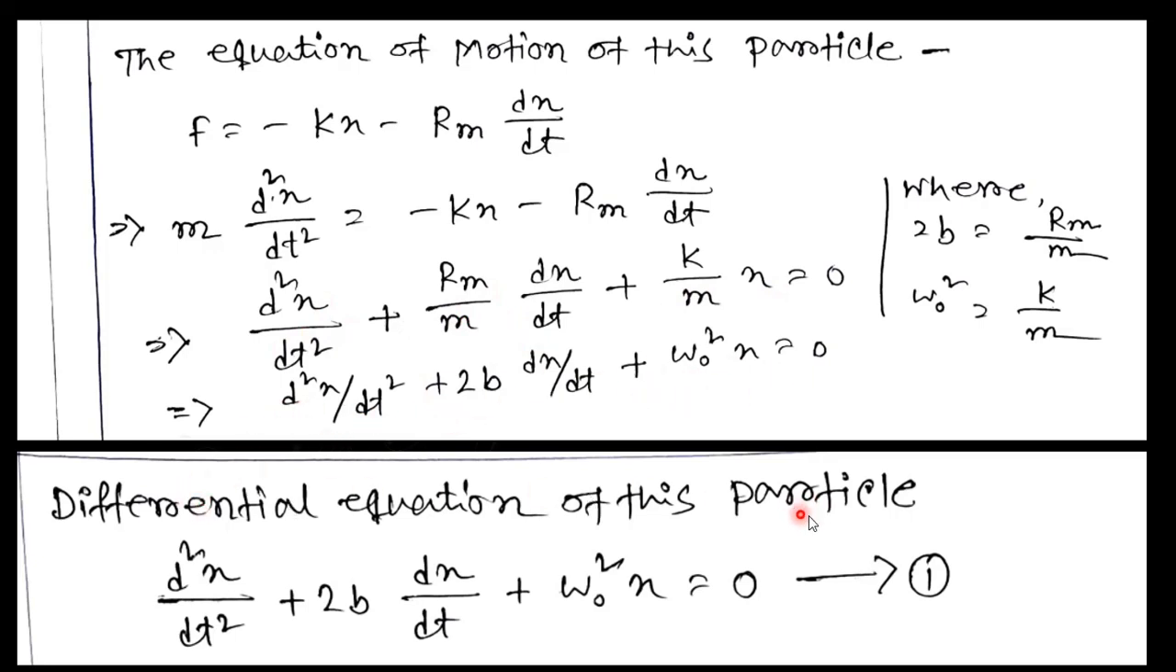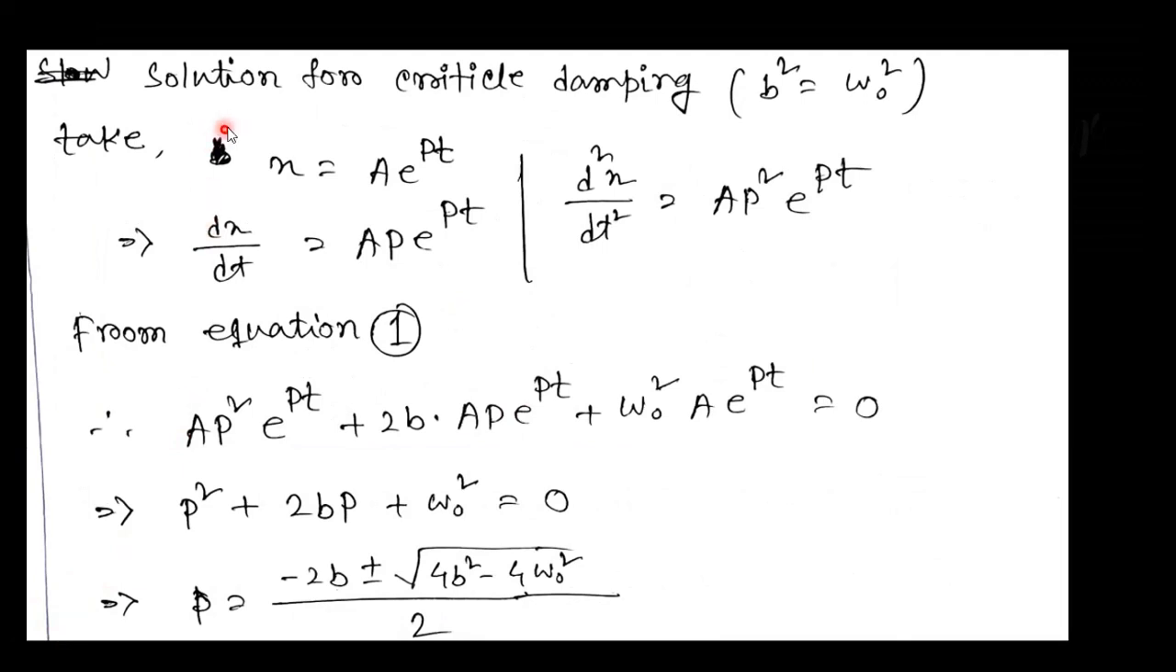This is the differential equation of this particle, where 2b equals r by m. This m is the suffix, and this is the mass. Omega naught equals k by m. So the critical solution is where b square equals omega naught square.